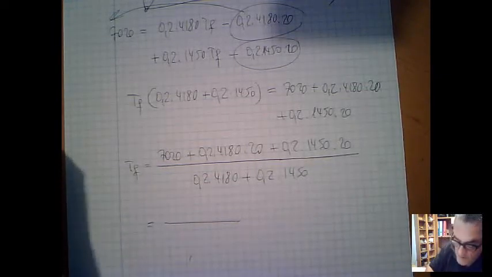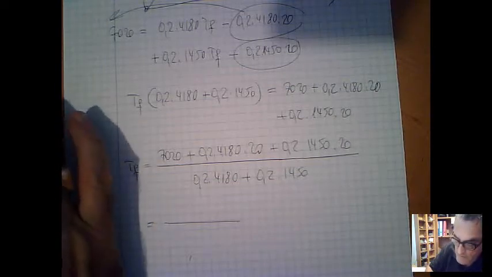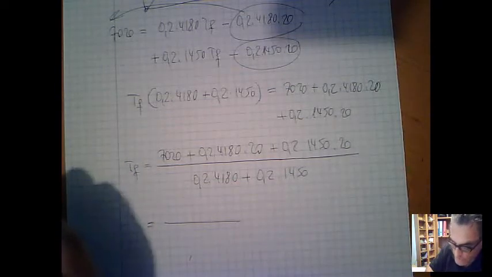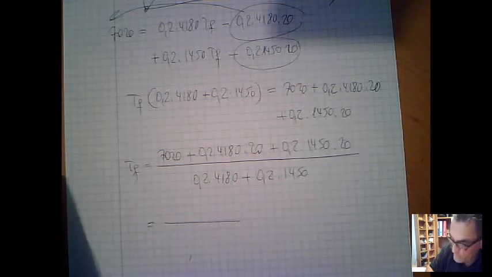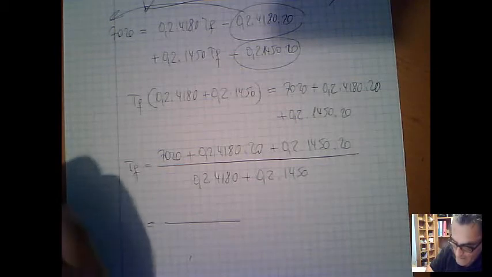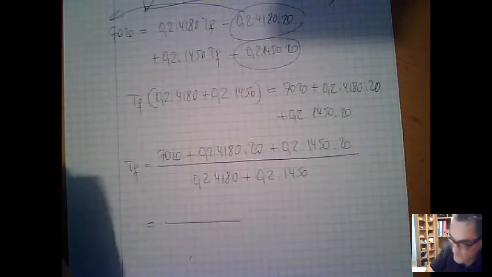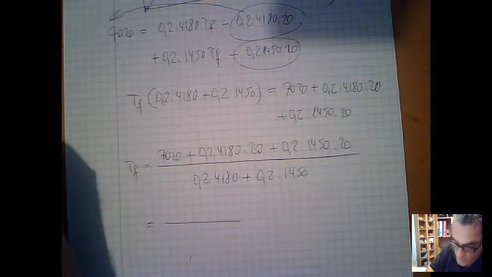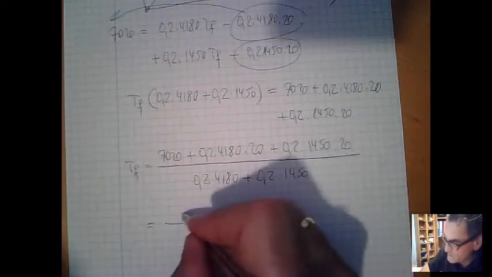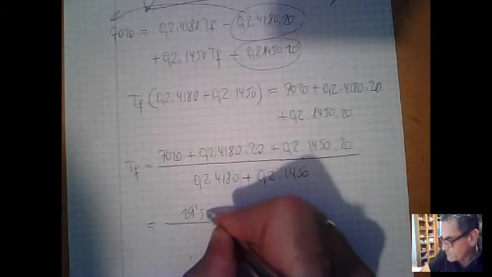7,020 plus bracket 0.2 times 4,180 times 20 plus 0.2 times 1,450 times 20 bracket equal. This gives me 29,540. Is that correct?